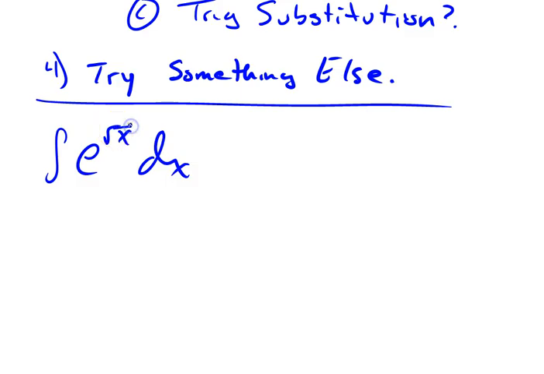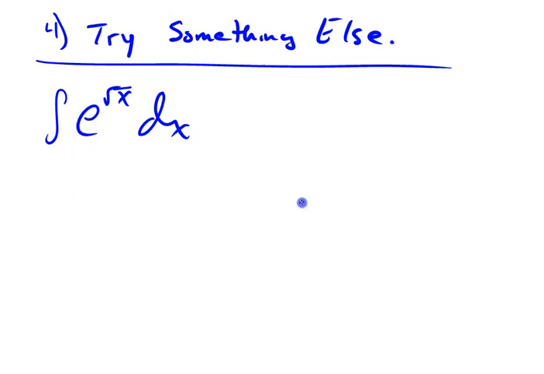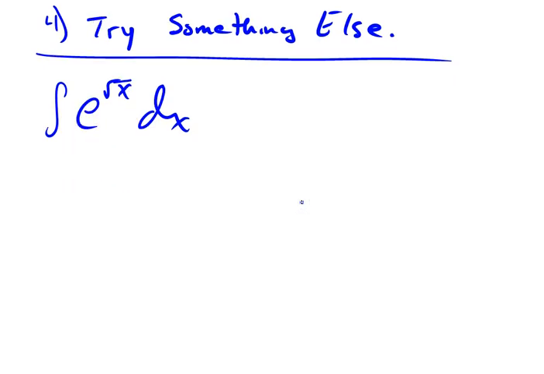Not an immediate u substitution. I mean, I think of that radical x in the numerator, and I think, oh, u equals the square root of x. But then I'd need its derivative somewhere, and I don't see the derivative of the square root of x anywhere. Right? Well, actually, it turns out this is the substitution I want to do.